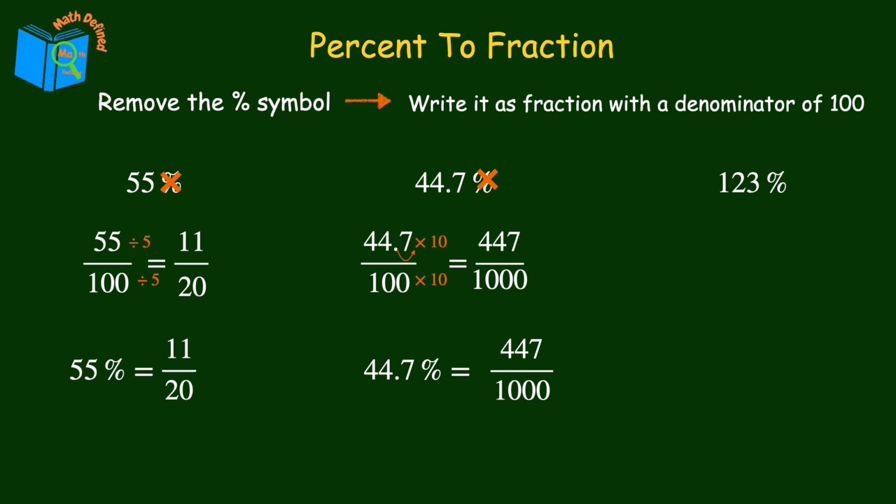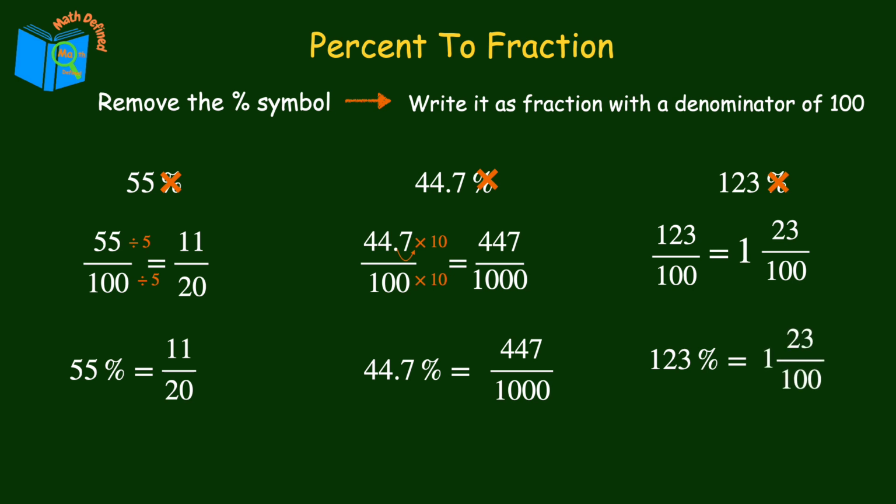The last percent is 123%. We'll remove the percent symbol and write it as a fraction with a denominator of 100. We can simplify this improper fraction by dividing 100 into 123. 1 time with 23 left over. So 123% written as a simplified fraction is 1 23 hundredths.